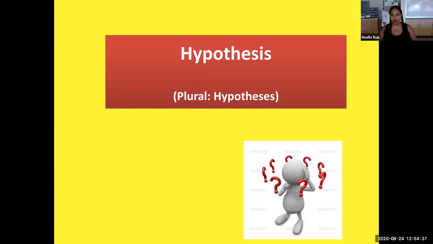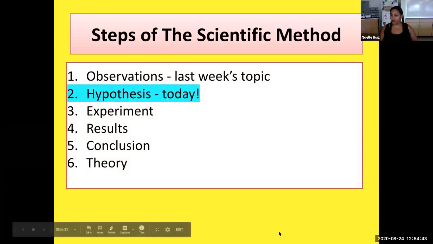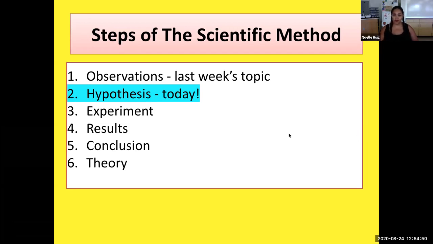Talking about one or many. So, steps of the scientific method. We did observations. Observations is last week's topic. We'll do a little bit more on observations this week. Today is hypothesis. We'll talk about experiments next week and results and conclusion the following week.